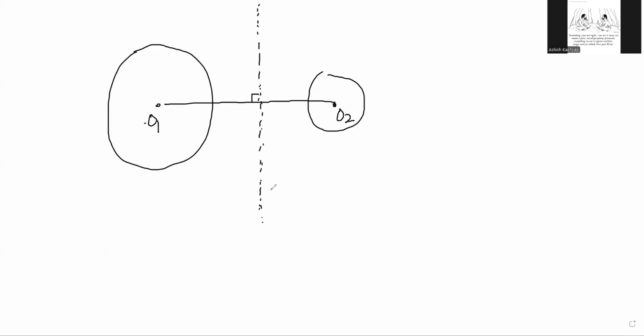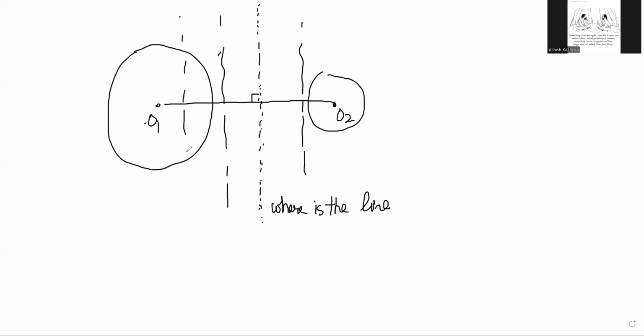Radical axis is this line. By the way, we don't know where it is right now. Where is the line? We know it is perpendicular, but there are many perpendiculars, right? Do you understand what I'm saying? Yes, sir. There are infinite perpendiculars, so we don't know exactly where it is yet, but there is a nice way to find that out. We'll do that first, and then we'll talk about the specific cases.